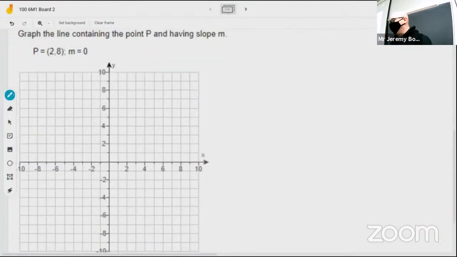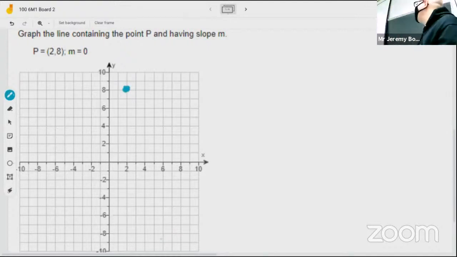So you have another one. Graph the line containing the point P, which is (2, 8), and having a slope of 0. The first thing we need to notice is that we have that point (2, 8). Let's plot that: x is 2, y is 8. So 2 and 8 meet up right here. That's our first point.